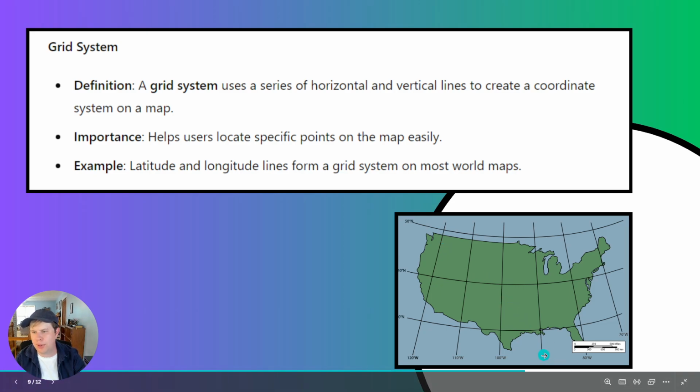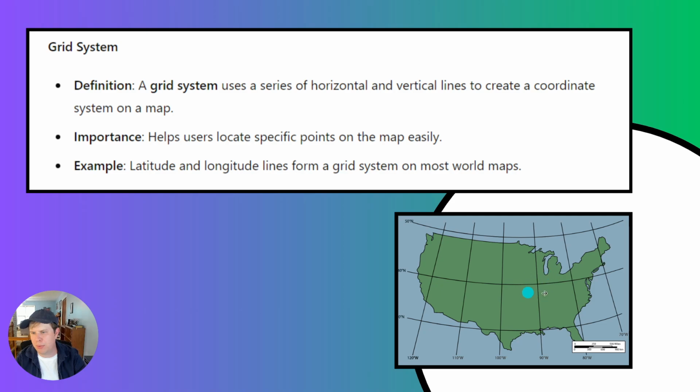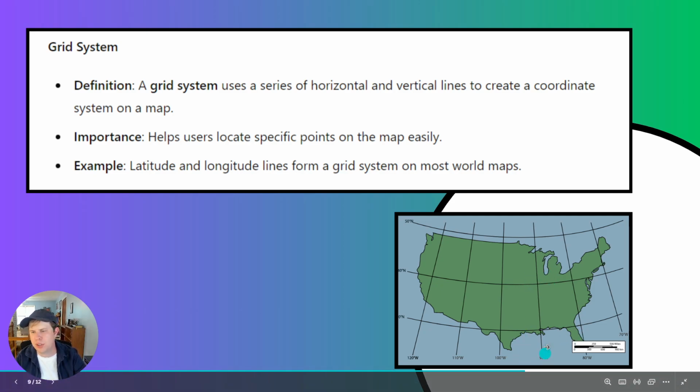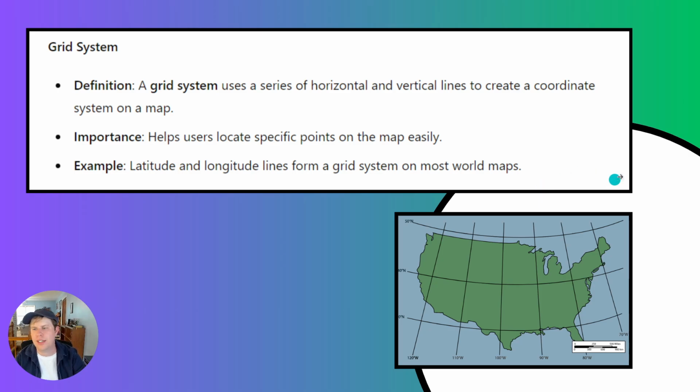So if we go over here to 90 degrees west, and we go up here to 40 degrees north, we're going to be able to pinpoint whatever's there. If you're given a number, you should be able to find it relative on a map and then pinpoint where the city or state or whatever location you're trying to find is.